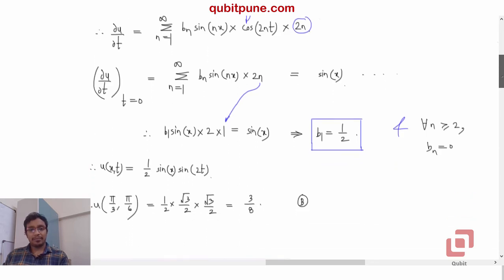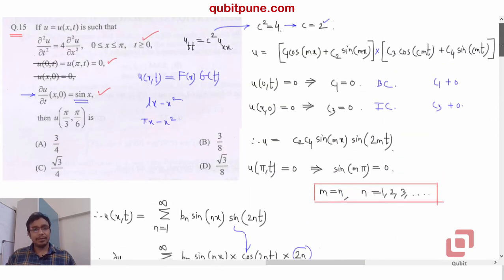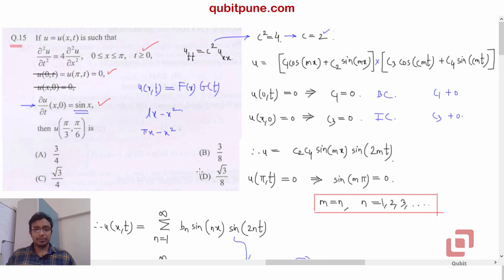Okay, alright, and lastly, let's not forget that we want a value of the solution. So at pi by 3, when x is pi by 3, sin pi by 3 is root 3 by 2. 2t, where t is pi by 6, so again it is sin pi by 3, so it will be again root 3 by 2. Root 3 by 2 squared is 3 by 4, into 1 upon 2 is 3 by 8, which is option B. So question 15, option B.